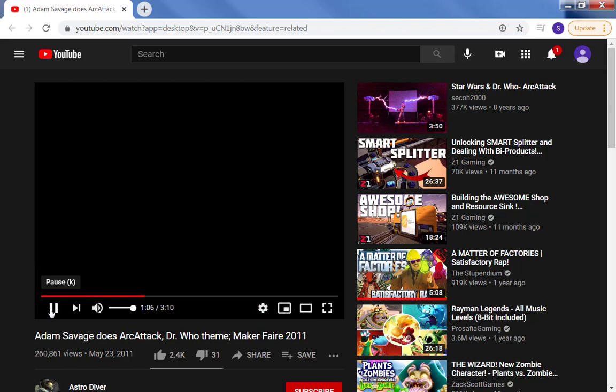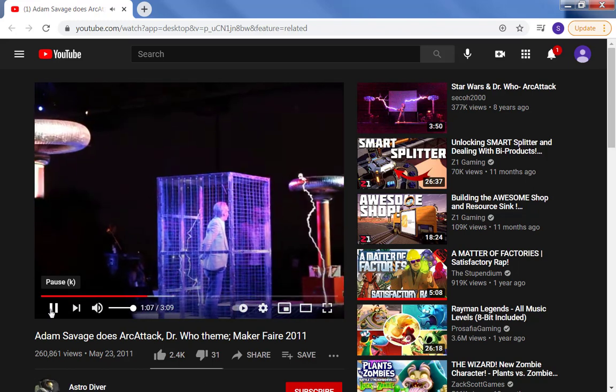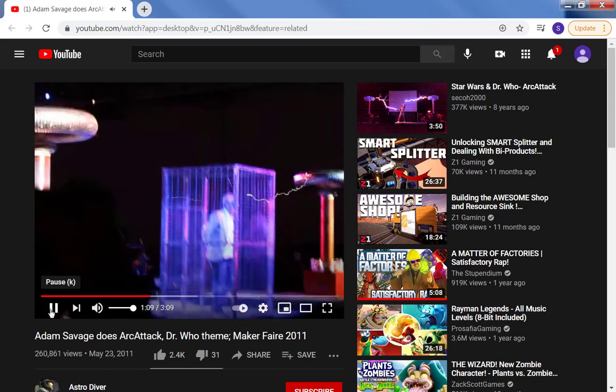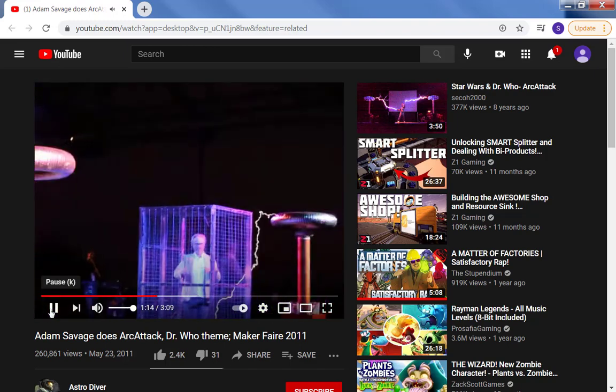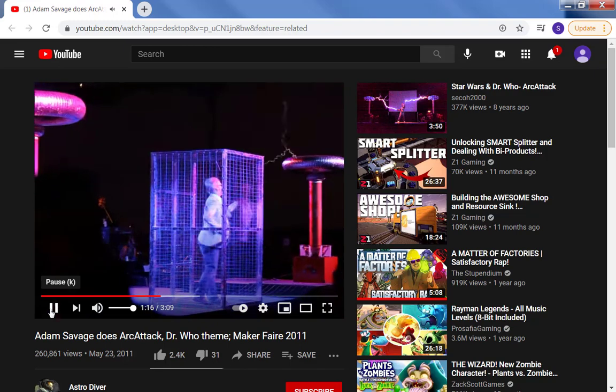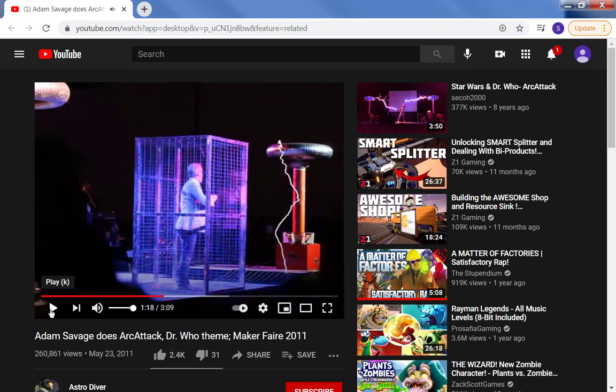So hitting play. So you can see he starts dancing and perfectly safe. Okay, that's enough of Adam Savage in a Faraday cage.